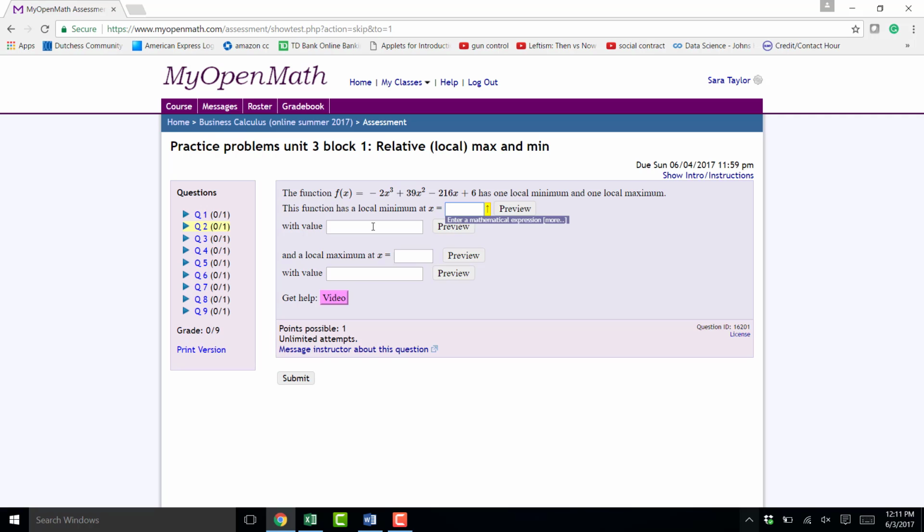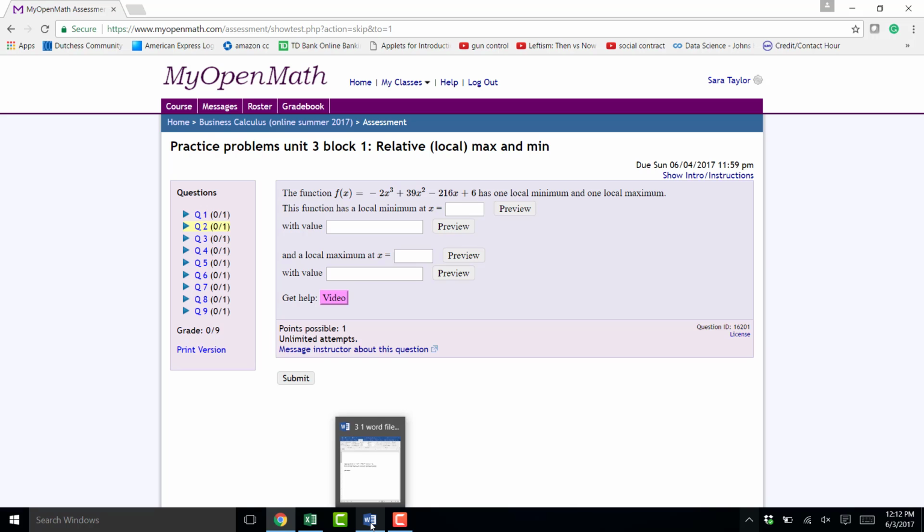So you're going to find them. You're going to put in the x and y value for the minimum, the x and y value for the maximum. But when you do your written homework for Unit 3, Block 1, you will also be asked to do a formal write-up of how do you find the local minimum and maximum? How do you use calculus to really prove that they are minimum and maximum? So I'm going to go through that process and write it up nice and formally so you see what I'm expecting.